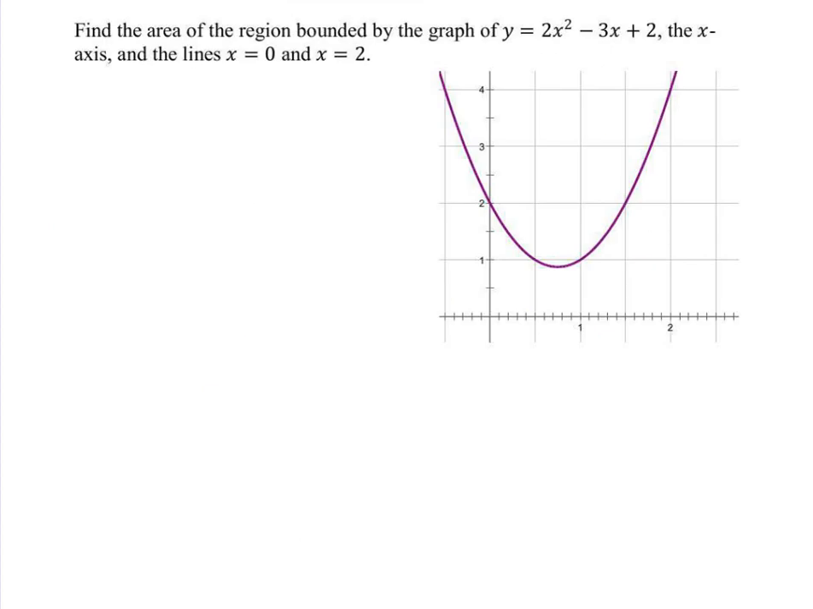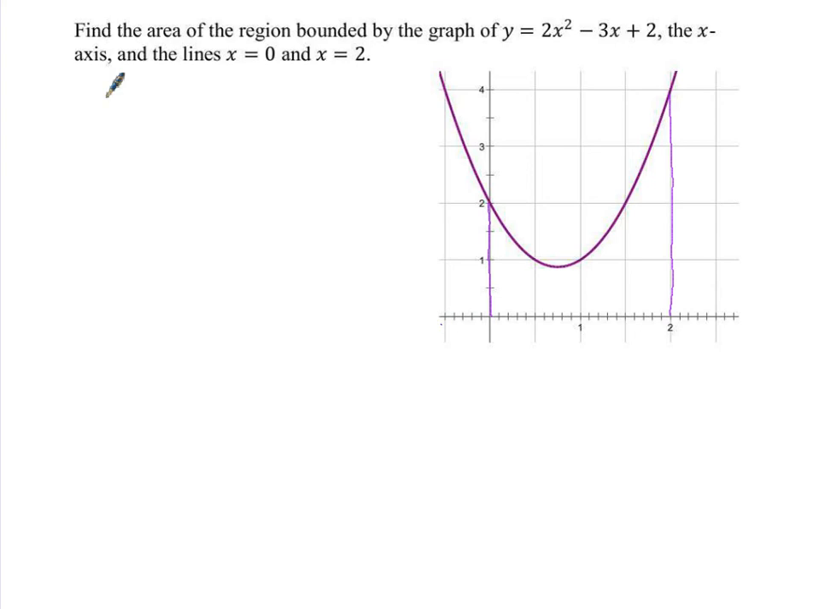Okay, another example. Find the area of the region bounded by the graph of that, the x-axis, and the lines x equals 0 and x equals 2. So I'm giving you the graph. Obviously, it's a parabola. We're going from x equals 0 here to x equals 2, which is here. And we are finding the area in this region right here. Make sense? Okay. And the x-axis also. So what do we want to do here?